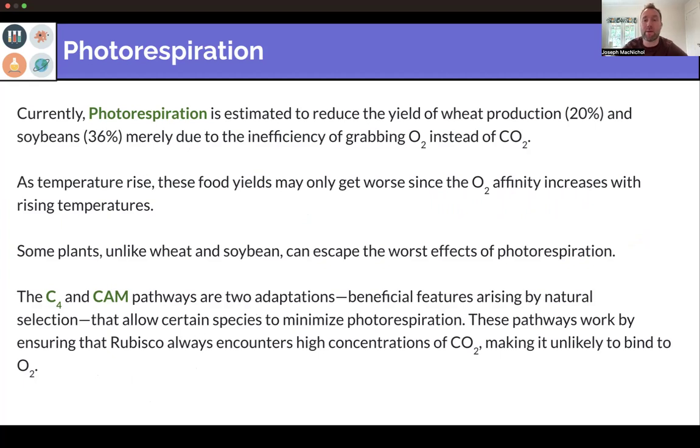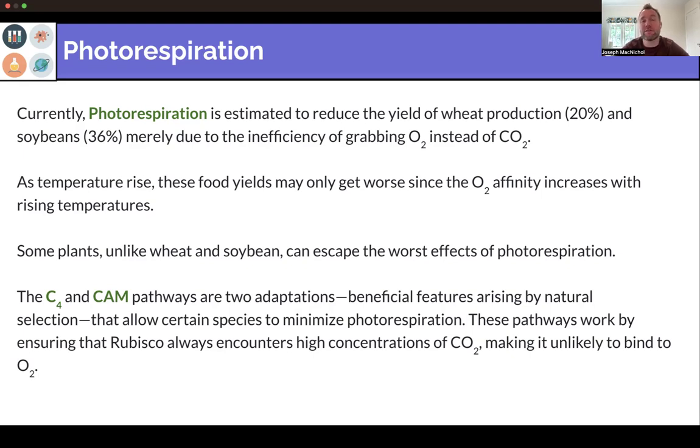So basically, photorespiration, just a nice little aside, limits how much plants can produce our sugars, right? How much primary production happens with sugars of our plants. It's estimated that it reduces wheat production by about 20%, soybean production by about 36%, merely due to the fact that this enzyme evolved in a time before oxygen, with high levels of CO2, so it's not going to be great.